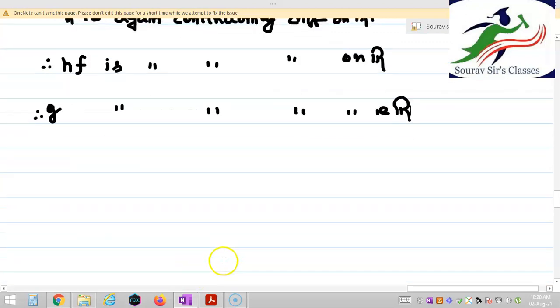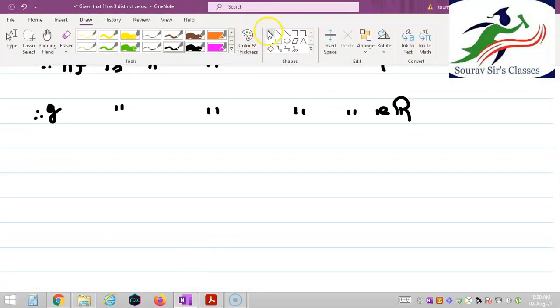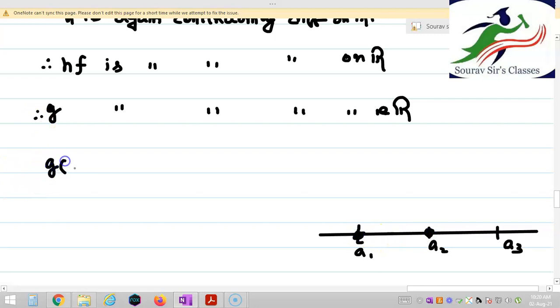Now, let me draw the number line. Let this be our number line. So we have considered this point a1 as the smallest point, then a2, then a3, right? So the value of g of a1 and g of a2 are same. Are you getting my point? g of a1 is equal to g of a2 is equal to g of a3, right? At these points, the value of g is same.